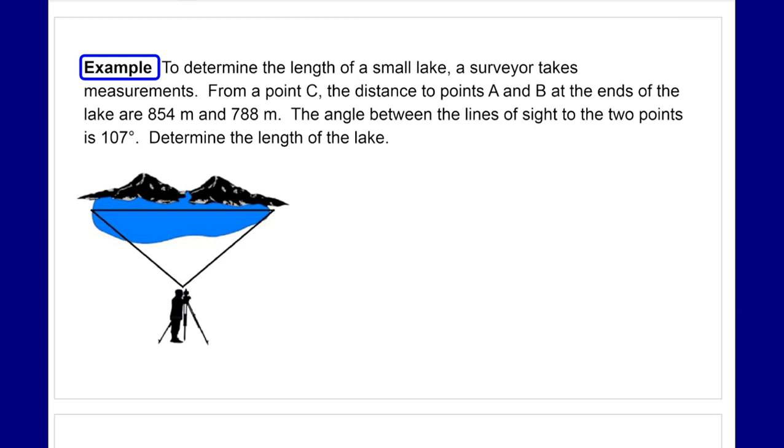So, we have, say, points A, B. Our camera person is point C. We know then the distances between the two ends, 854, 788. The angle between the 2 points is 107 degrees. And we want to know what is little c, or what is this distance across the lake.